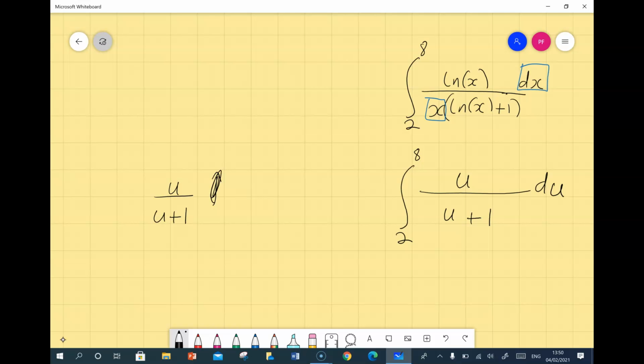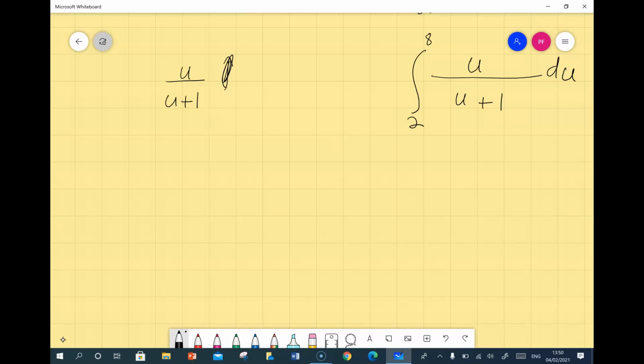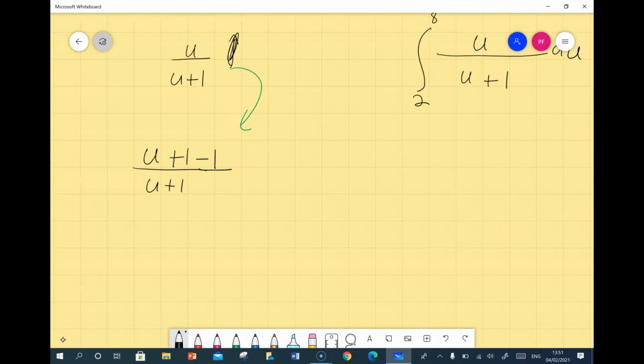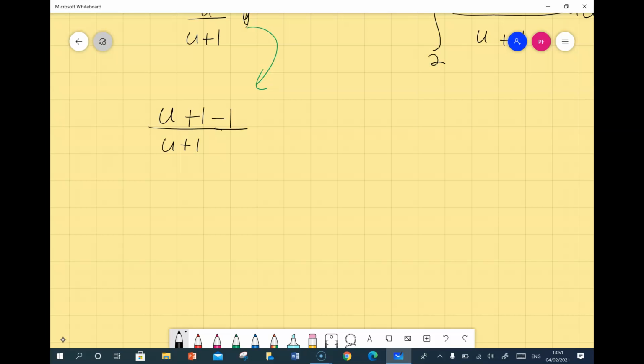So what could I rewrite that as? Well, I can only have u on top, so it's not as if I could write u plus 1 on top. But if I did u plus 1 minus 1 on top, well, these are the same now, because a plus 1 and a minus 1 is 0. So I'm just left with u over u plus 1. So if I write it as u plus 1 minus 1 all over u plus 1, it's the exact same fraction. Now, as I said, we can take the individual pieces and put them over u plus 1.